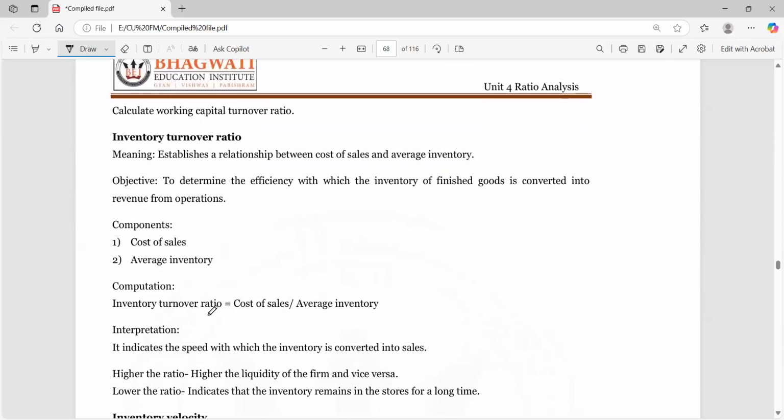So from here onwards, it is extremely important. Listen, because these ratios are going to be continued in the next chapter as well. That is working capital management, right?